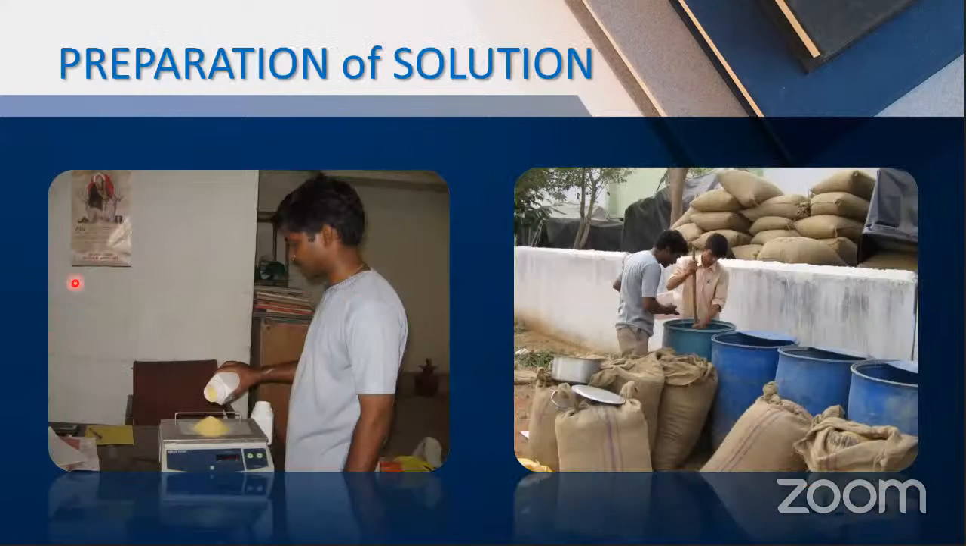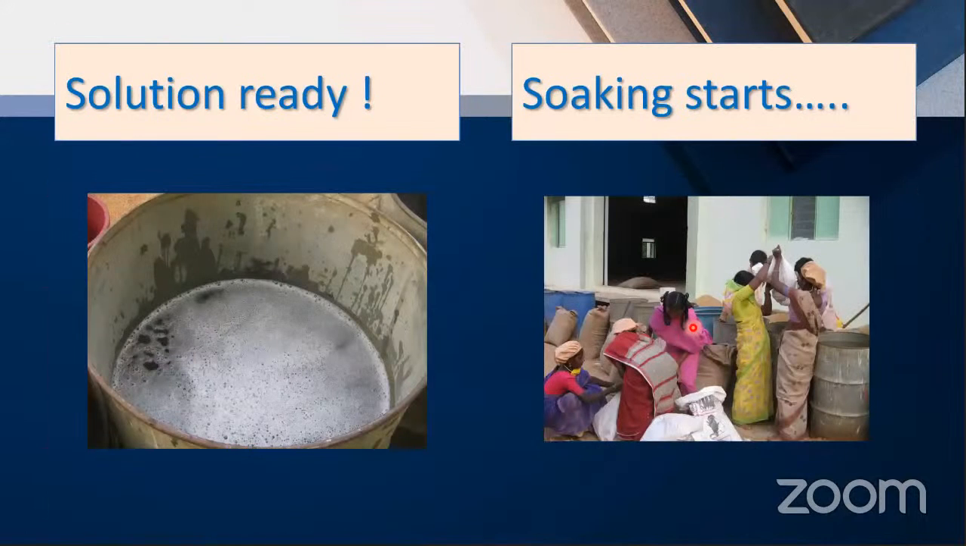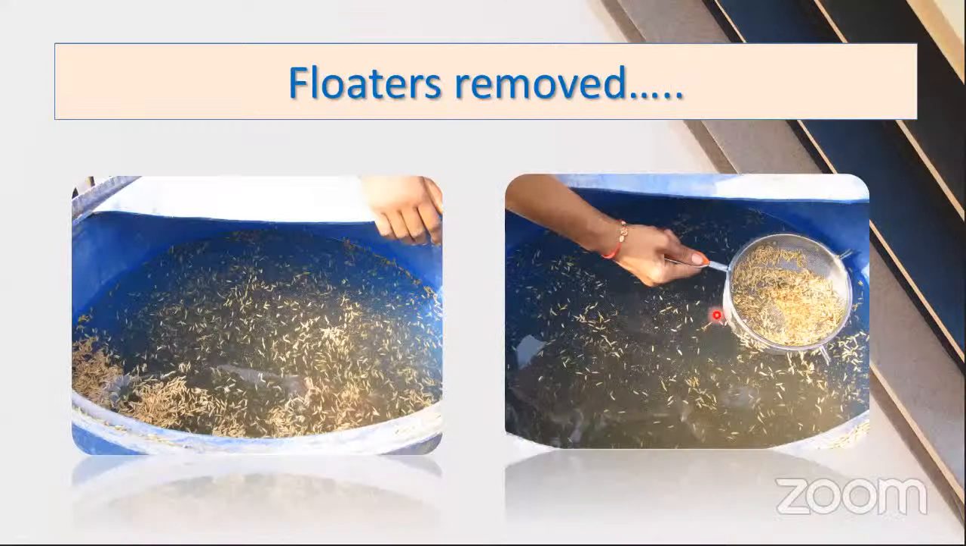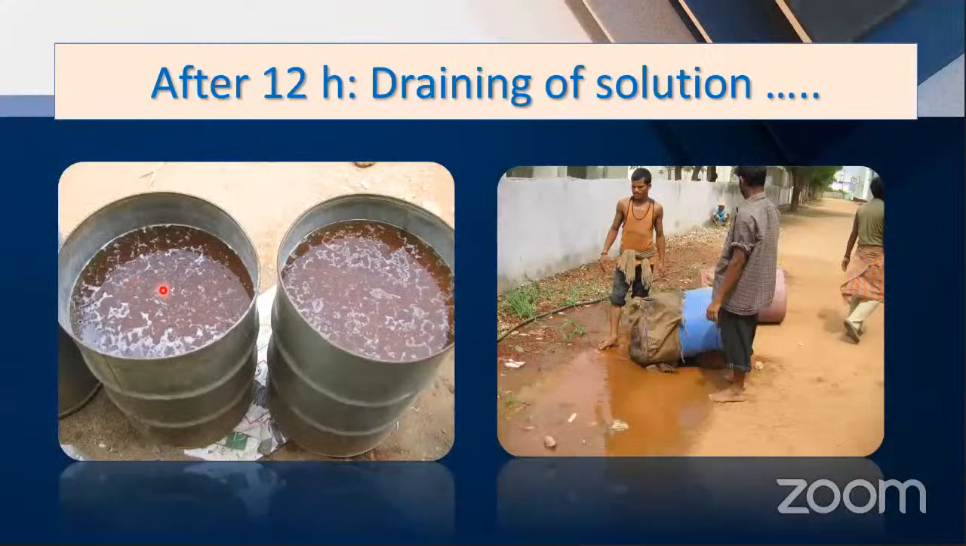So this is preparation of the solution. You can see this gelatin will dissolve only in warm water. So they dissolve it, then add it to the water and use a stick to stir it. Now the solution is ready. The soaking starts. They soak the seeds in the bins and then remove the floaters. You know very well, the floaters have very low specific gravity, and they have to be removed. They cannot germinate. Then this is allowed for 12 hours of priming.